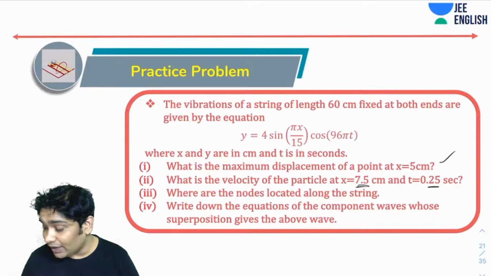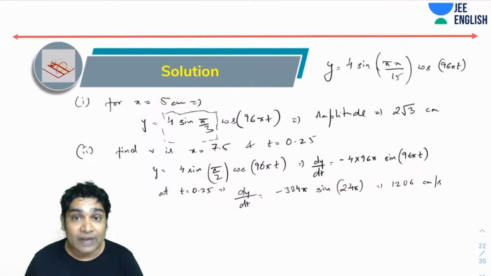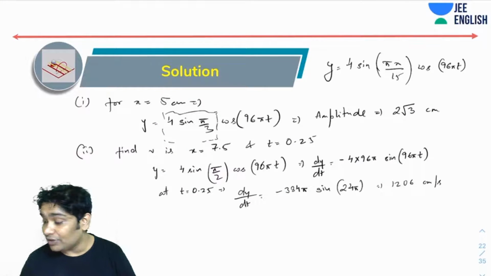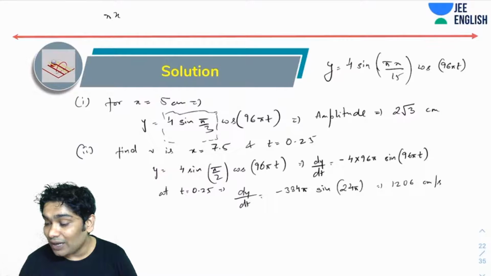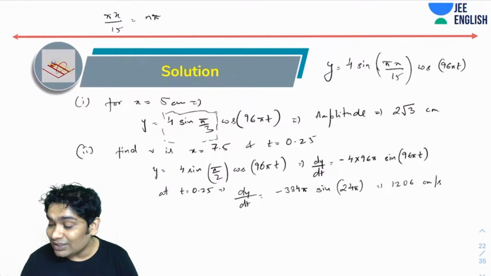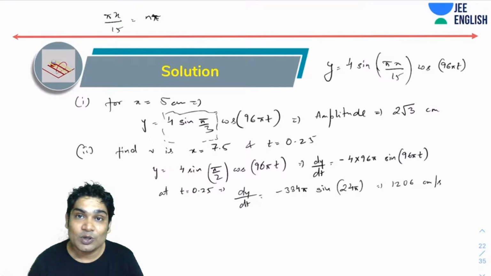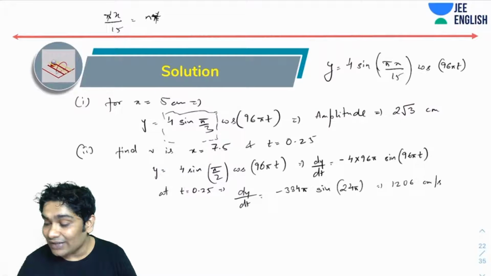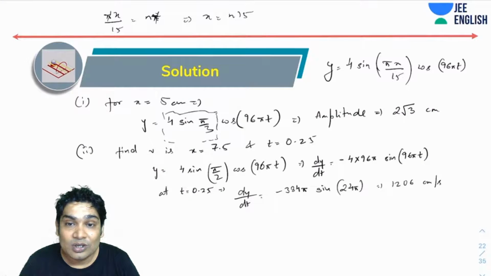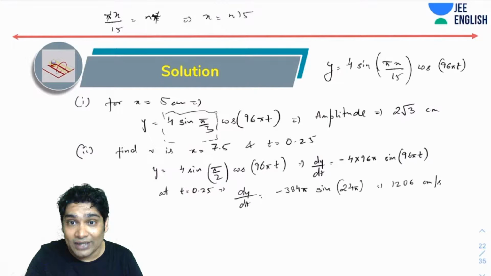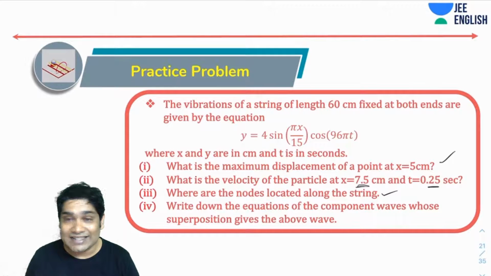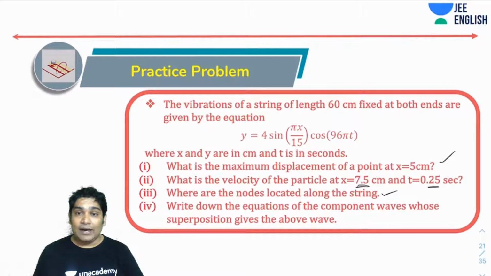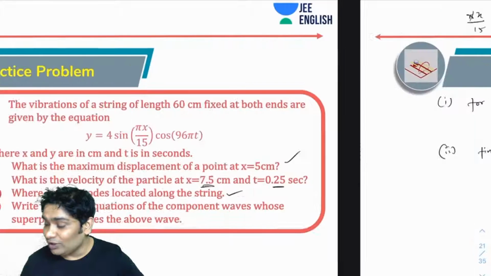And for the location of the nodes, all you need to do is find the positions where the amplitude is 0. Where the amplitude is 0, that means x pi over 15 should be equal to n pi. So whenever this term is equal to n pi, you know that sine becomes 0. So you will realize that x would be n times 15. All right, so the nodes would be at x equals 0, 15, 30, 45 and 60, because this was a 60 centimeter long string. So those will be the positions of the nodes.